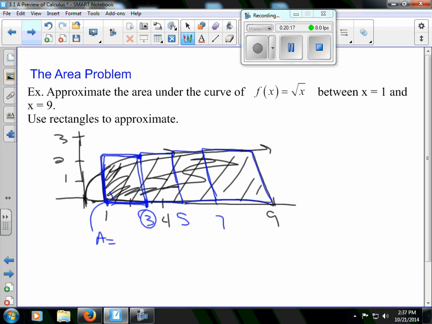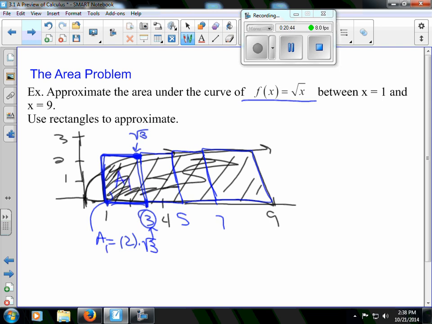What is the area? Well, it's the width times the height. And what's the height here? Well, the height I determine by what this y value is right here. To figure out what that y value is, I just plug the corresponding x value into the function f of x equals square root of x. And so this y value, the height, is radical 3. And so that's the height of my rectangle.